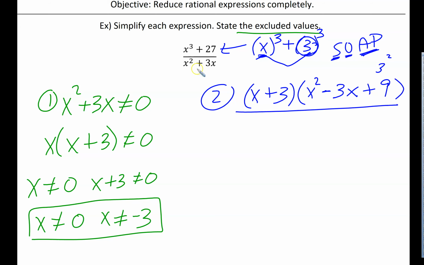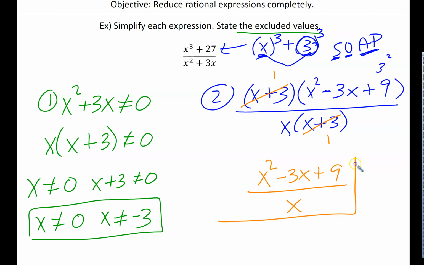Over, we've already talked about the factor in the denominator, which is x times x plus 3. So here we end up with a common factor of x plus 3 that will reduce to 1. So what remains is our x squared minus 3x plus 9 over x to finish the problem.